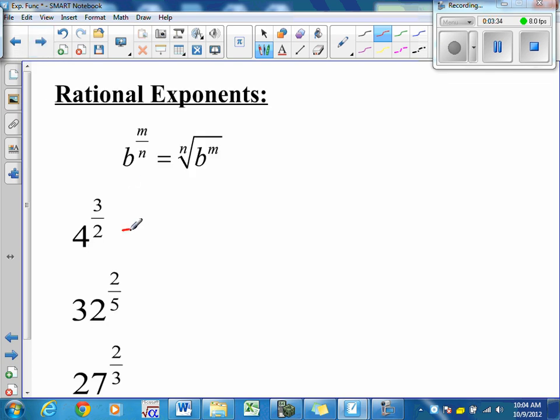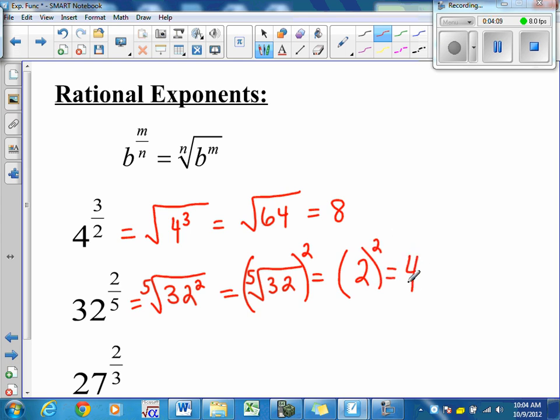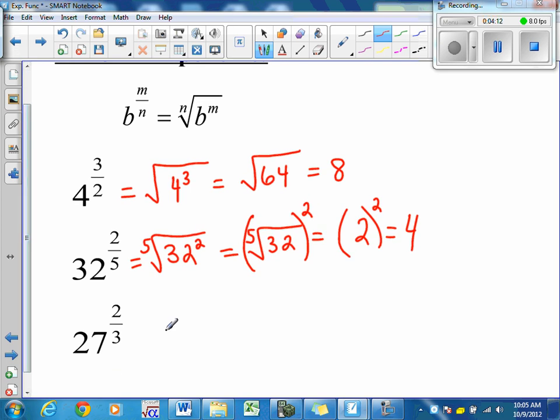If we have 4 to the 3/2, this is the square root of 4 cubed, which is the square root of 64, which is 8. This is the 5th root of 32 squared. However, I don't know what 32 squared is, so I can write this as the 5th root of 32, squared. And the 5th root of 32 is 2. 2 squared is 4. So many times, putting that exponent on the outside of the root is easier.